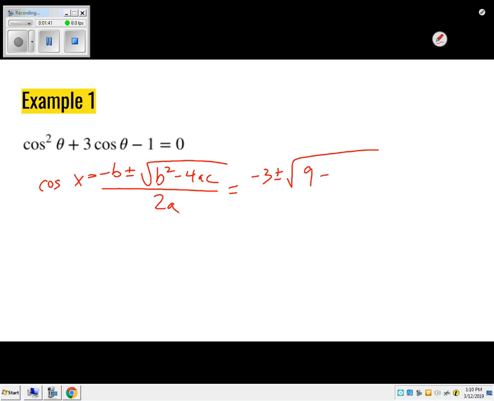What's 4 times a? 1. 4 times 1 is 4. Times c. Negative 1. 4 times negative 1, negative 4. Yeah, so I'll be subtracting off the negative 4, same as adding a 4. All over 2a. All over 2. So square root of 13 over 2. And keep in mind, this is what cosine x is equal to.